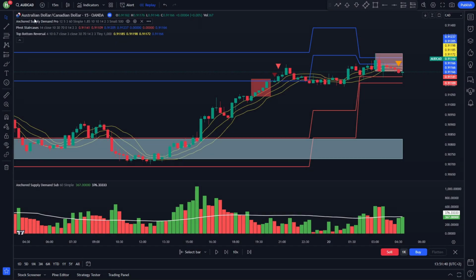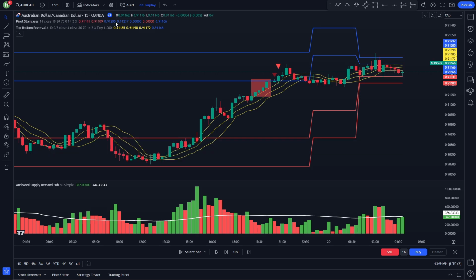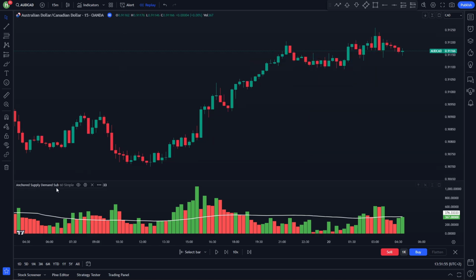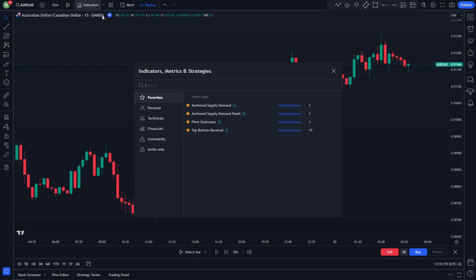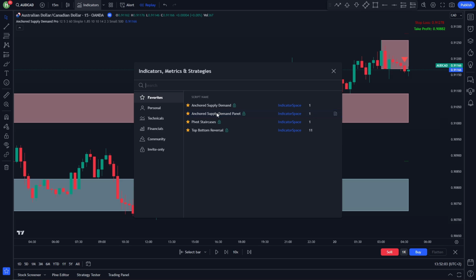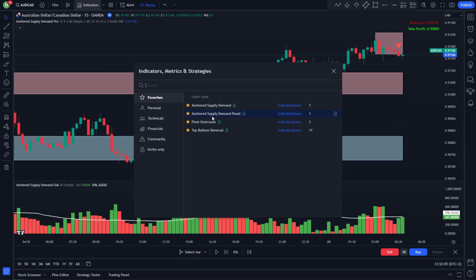On the chart for our first example, I've selected the Australian dollar against the Canadian dollar in the 15-minute time frame. I'm going to start by removing all of the indicators and we'll adjust them together so that we can have the same chart setup. Firstly, under the Indicators tab on TradingView, I'm going to add the anchored supply and demand and its panel. Then after this, I will add the top-bottom reversal indicator and pivot staircases.